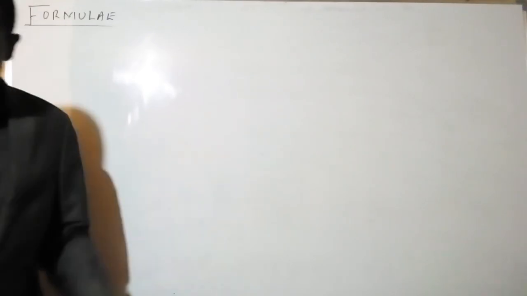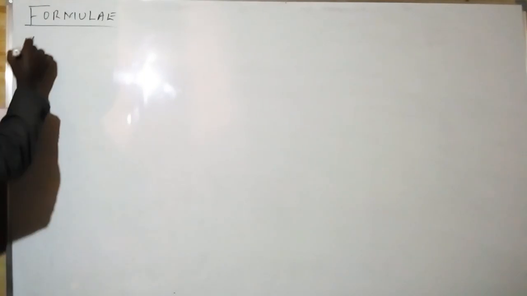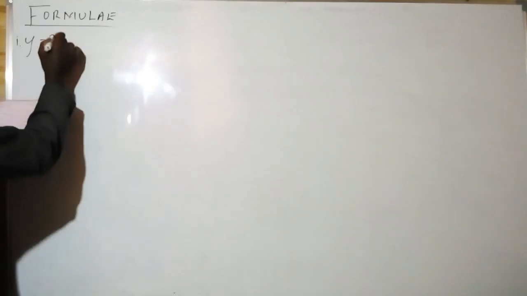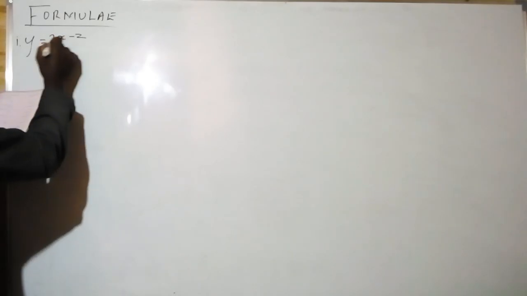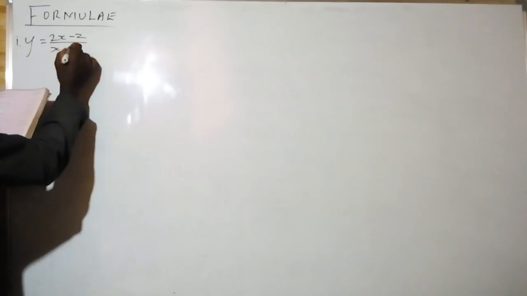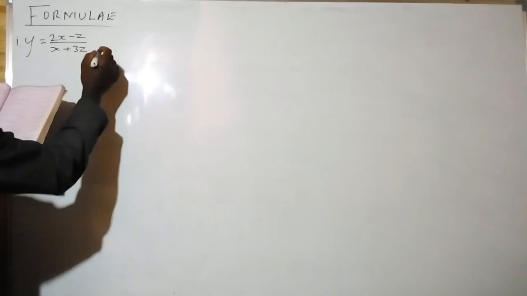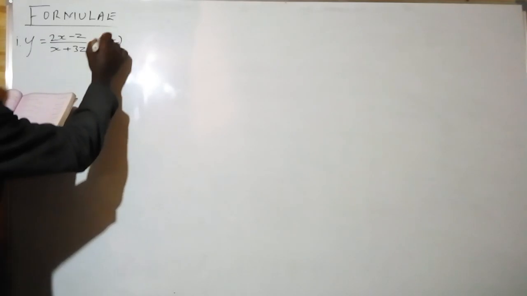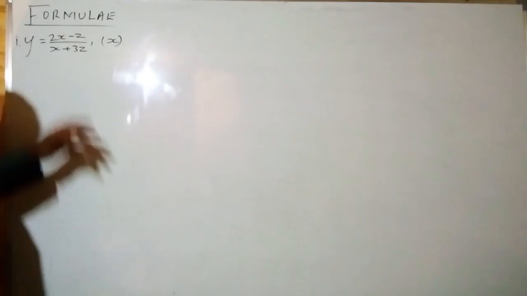You can start with this, where you are given, Roman 1, y is equals to 2x minus z all over x plus 3z. You are required to express x. We are supposed to make x the subject of the formula. The first thing we are going to do is cross multiply.